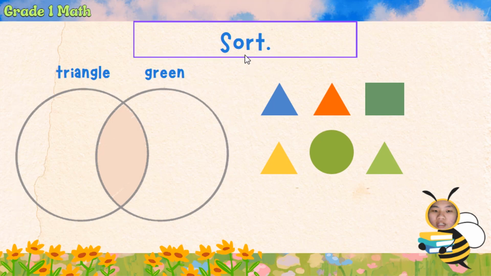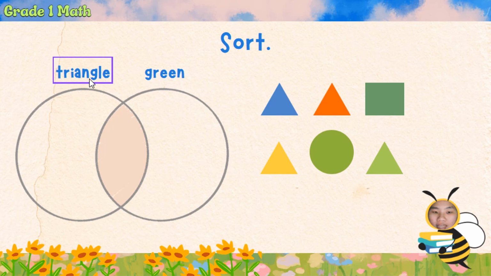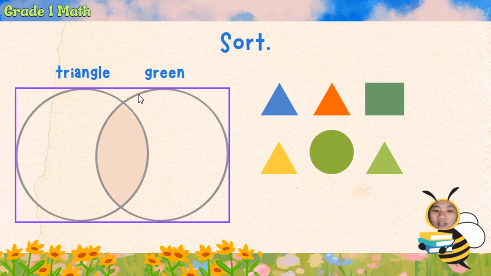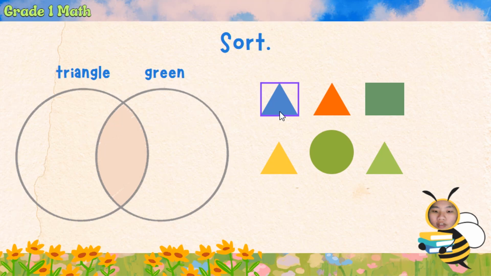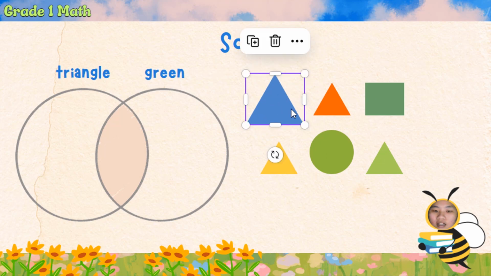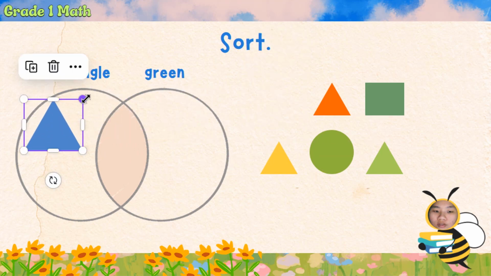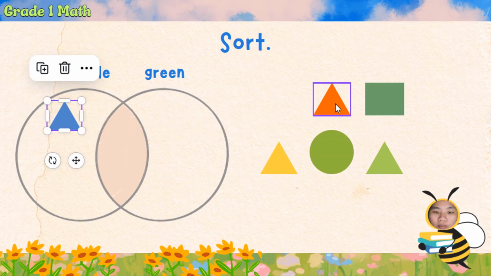So what we're going to do is we're going to sort. We have a triangle and we have green. Now, let's move through each shape one by one, and let's figure out the triangle part, the green part, and then the one that has both in common. First off, this little shape right here, what shape do you think this is? Well, it is a triangle, so I'm going to leave it here in the triangle part.